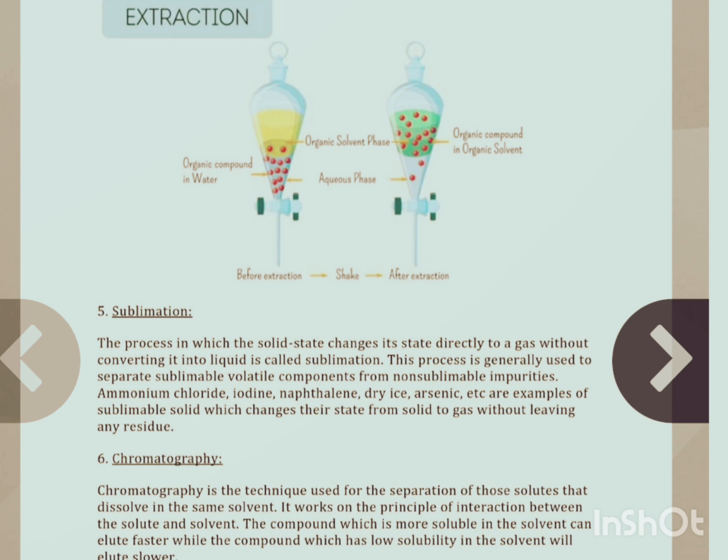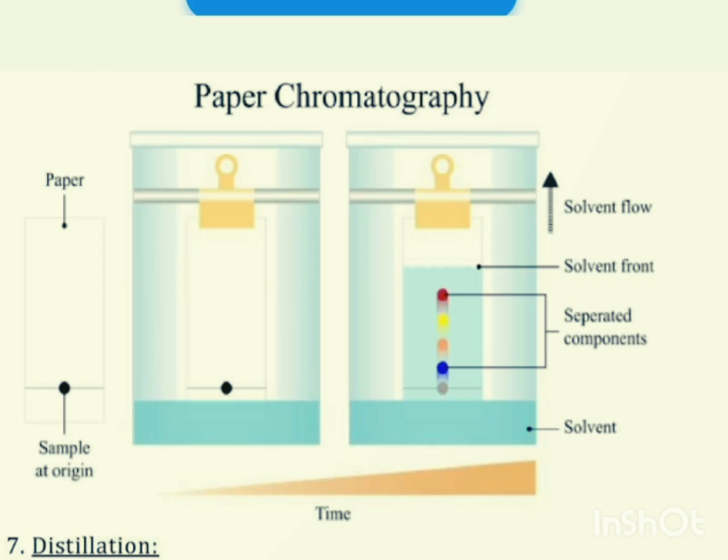Just remember that in chromatography, we are separating two substances or two solutes that dissolve in the same solvent. This is about sublimation and chromatography. This is the diagram of paper chromatography. The next part we have is distillation.